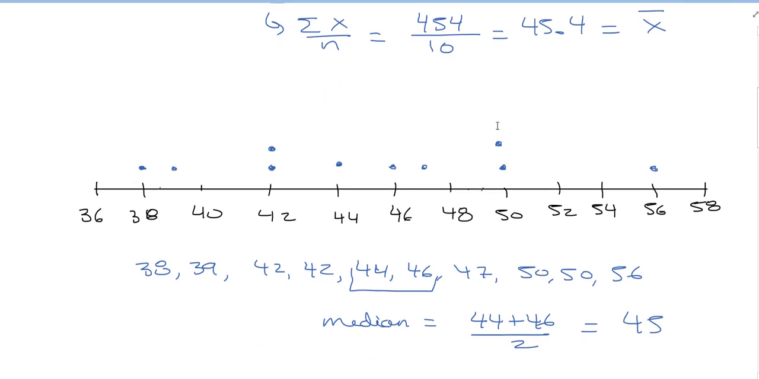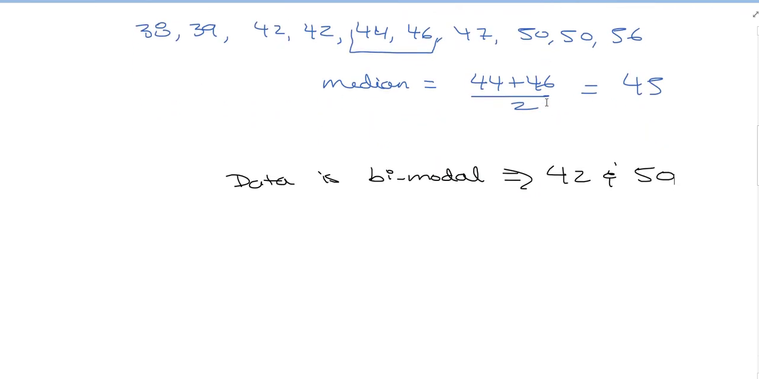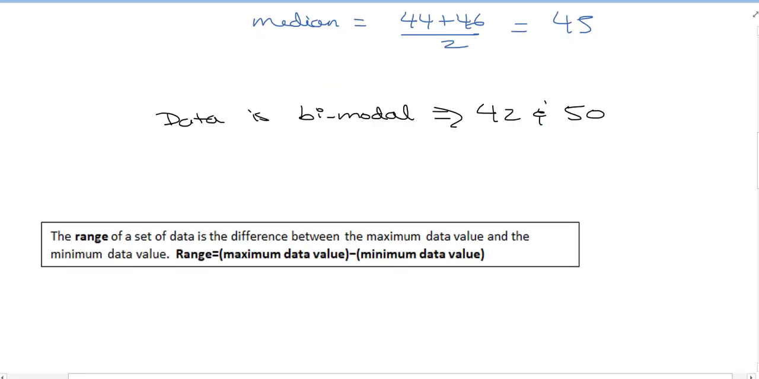The range is, we take the maximum value and then we subtract the minimum value. So in our case, the range is the maximum value, which is 56, minus the minimum value, which was 38, and so the range is 18.